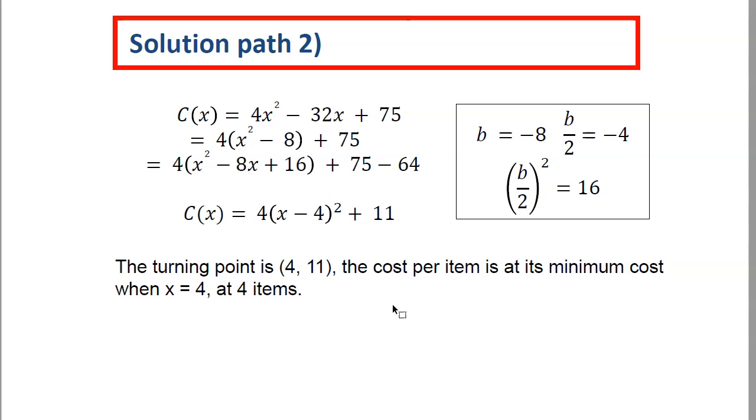When we factor out our 4, we have 4 times quantity x squared minus 8x. So on the inside, b will be negative 8, and b over 2 squared will be 16. We add 16 on the inside, so we're really adding 4 times 16, which is 64, so we need to subtract 64 to keep this balanced. Our turning point form is c of x equals 4 times quantity x minus 4 squared plus 11. The turning point is (4, 11). The cost per item is at a minimum when x equals 4, at 4 items.